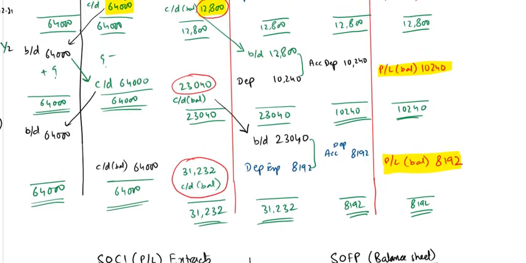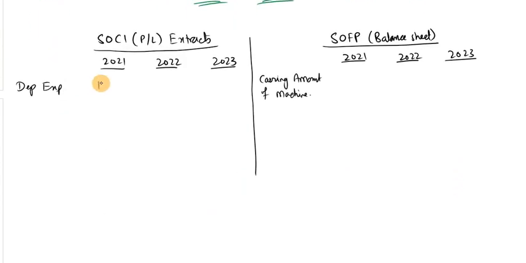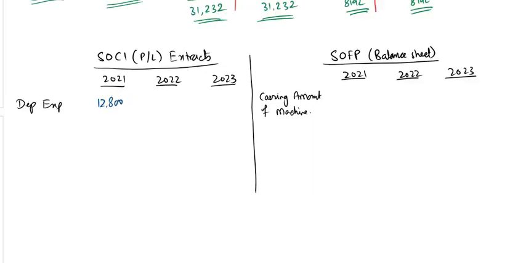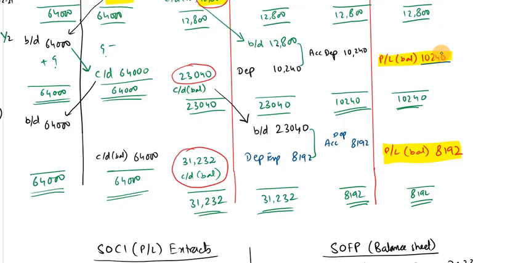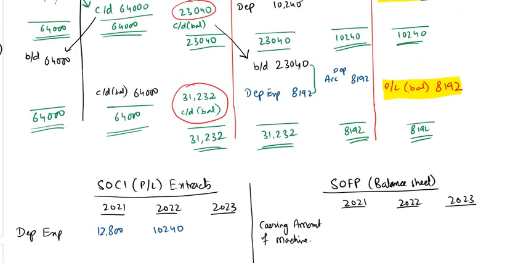Okay. So this is the one. The first one is year one. The depreciation expense for the year is 12,800, and year two it will be 10240, and year three it will be 8192. Okay, got it. So this is the extract of statement of comprehensive income, profit and loss extracts. So only depreciation expense will go to the profit and loss account. So here is the extract of statement of financial position, carrying amount.